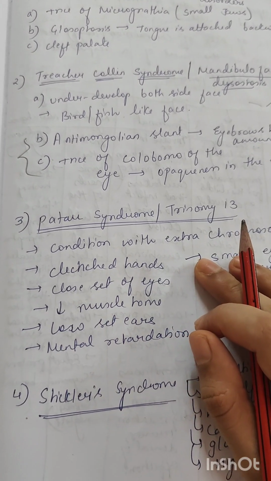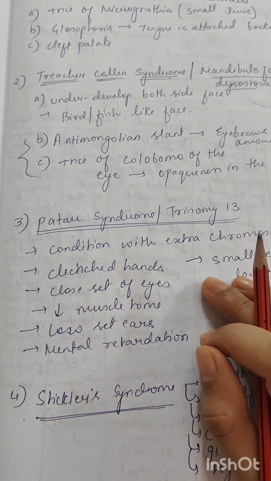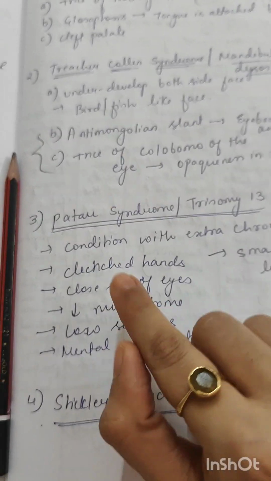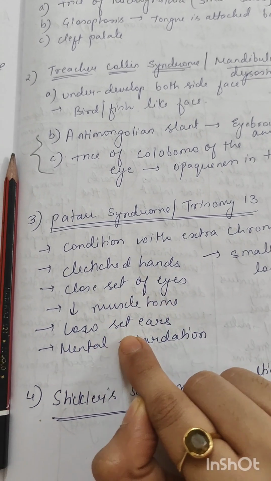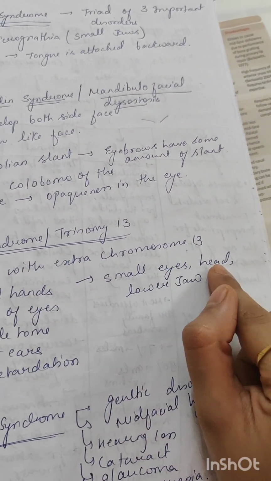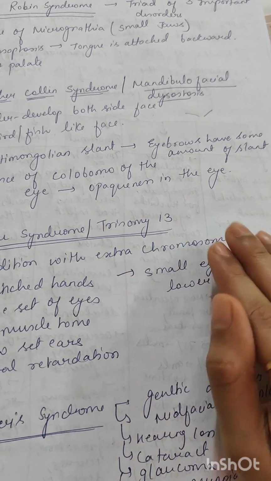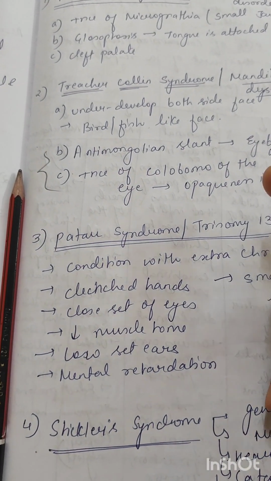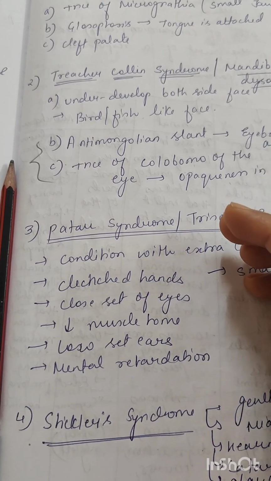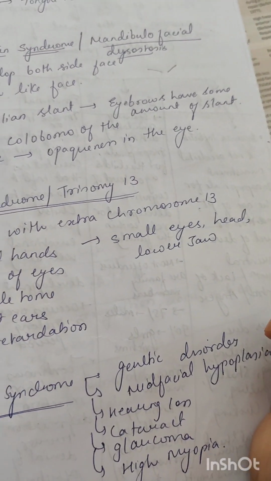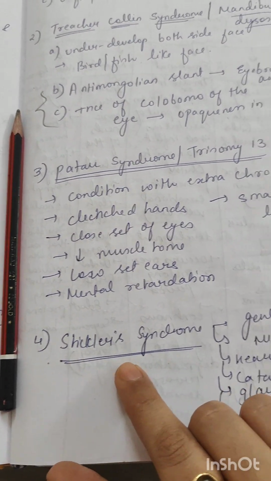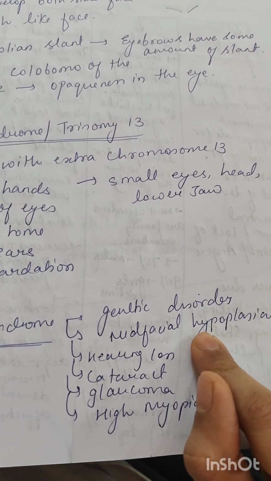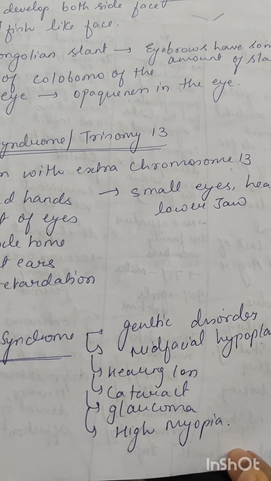Then the third one is Patau syndrome, or trisomy 13, a condition with an extra chromosome 13, in which you will see clenched hands, closed set of eyes, decreased muscle tone, low set ears, mental retardation, and small eyes, head and lower jaw. The last one is Stickler syndrome. It is a genetic disorder with midfacial hypoplasia, hearing loss, cataract, glaucoma and high myopia.